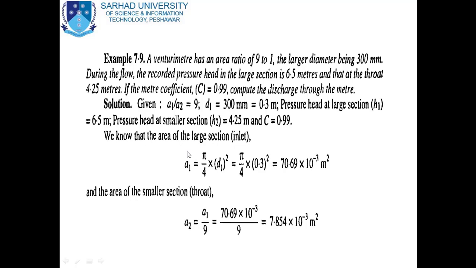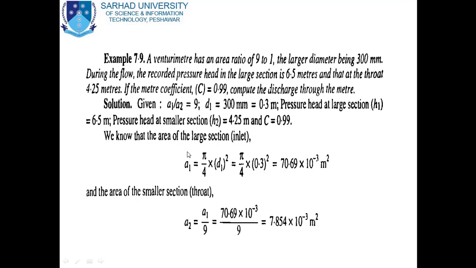The pressure heads at the largest section is also given, which is 6.5, and at the throat is given, which is 4.25. Also the larger diameter is given, which is 300 mm.